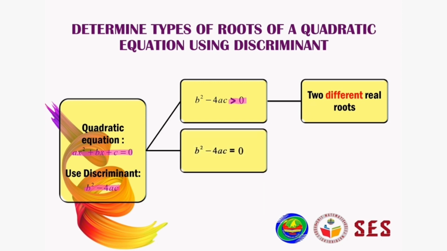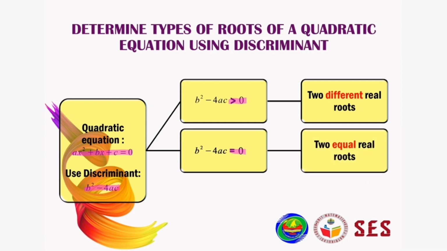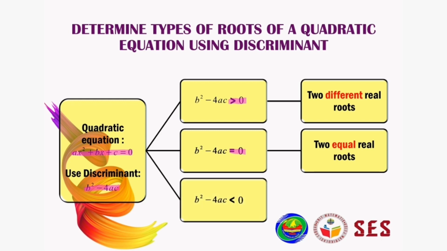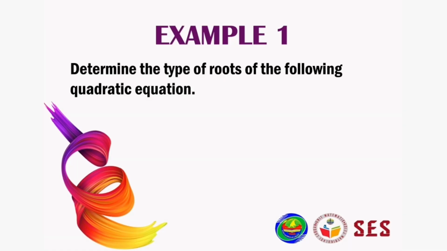However, if we have the value of discriminant as 0, then our quadratic equation has two equal real roots. And if we have the value of discriminant less than 0, it means that our quadratic equation has no real roots. Now, let us try to determine the type of roots for this quadratic equation.